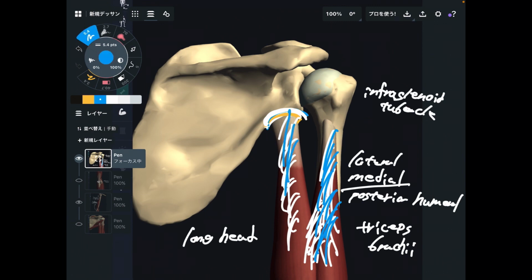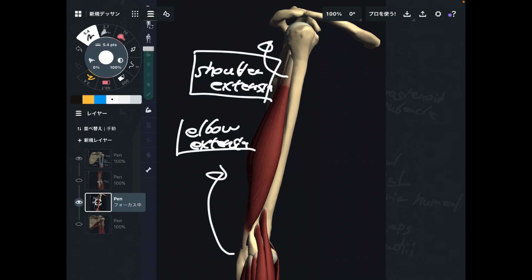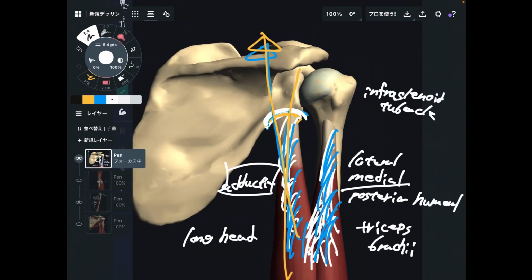Okay, one more function of the long head. Because of the orientation of the long head, it's slightly diagonal, correct? It's not vertical, it's slightly diagonal. Because of this orientation, the long head can do shoulder adduction. It's very slight, it's not a strong shoulder adductor. However, it can do adduction. The long head function is shoulder extension and shoulder adduction. It's very important to know.